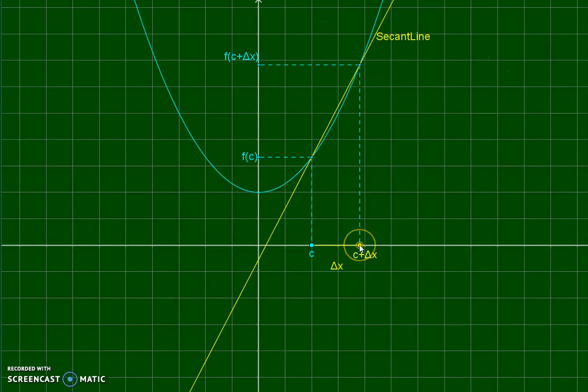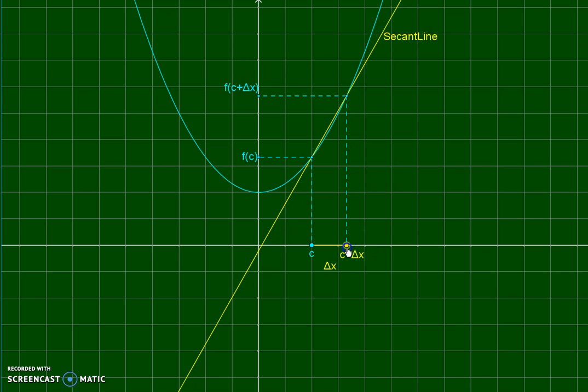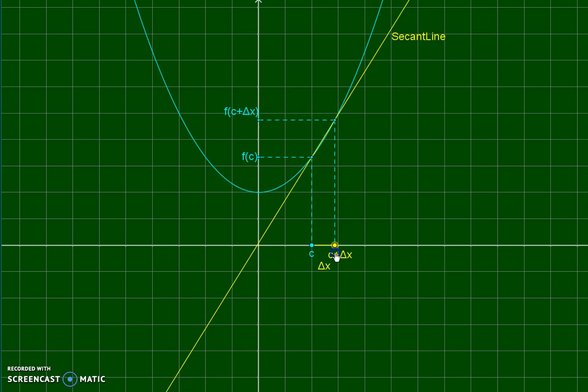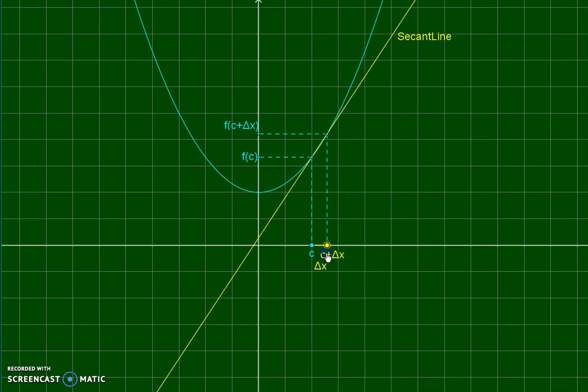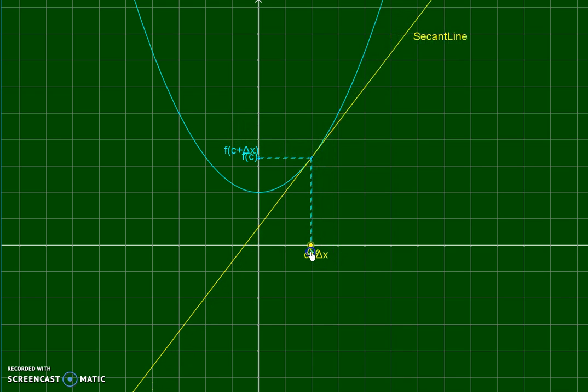And if I take this point and I move it towards my target C value, you'll notice that the secant line is becoming closer and closer to a tangent line. And as I come directly over the top of this point where delta x becomes 0, the distance between C and C plus delta x, it becomes a tangent line.